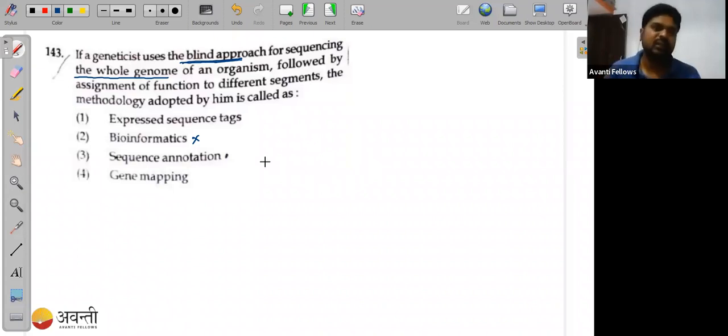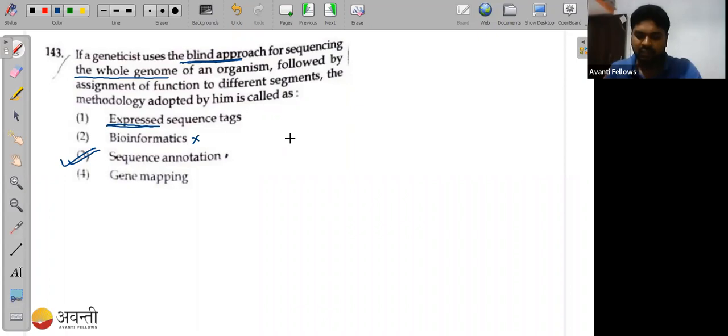Okay, next is gene mapping, also not an option. Next is the expressed sequence tag, but here they said about the expressed sequence only, but we want to sequence a whole genome, and that's why option 3 is the correct option, that is sequence annotation. ठीक है, sequence annotation यहाँ पर option आएगा.